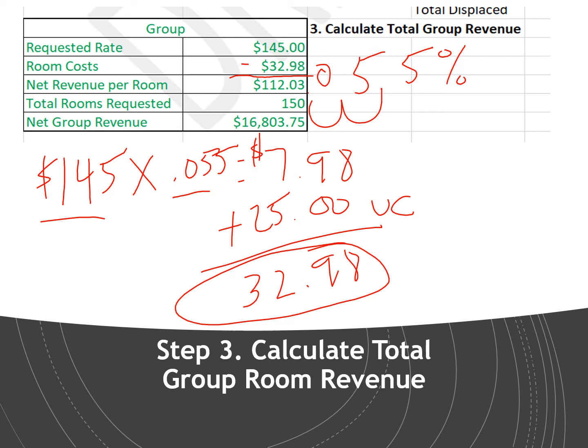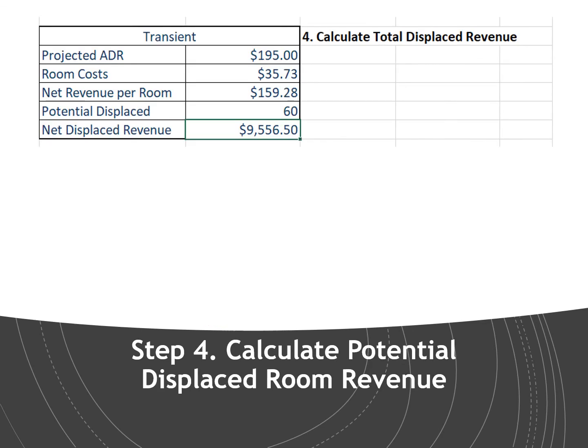And then, because we have $112.03, they requested 150 rooms total. We multiply those two numbers, and we get our group revenue, our net group revenue. We do the same thing for our guests that we are potentially going to displace. This is where you're going to see that 60 potentially displaced.